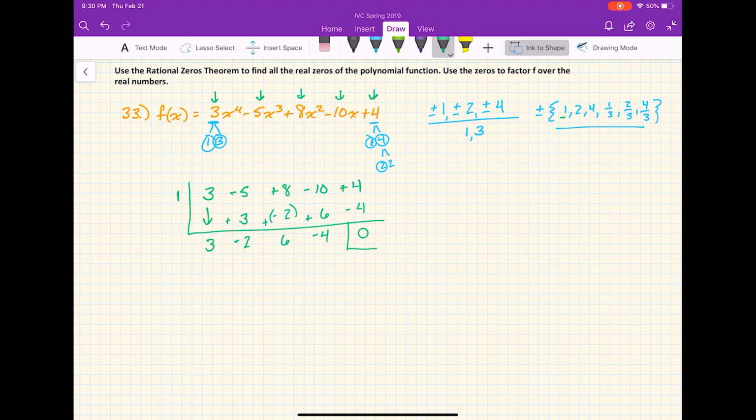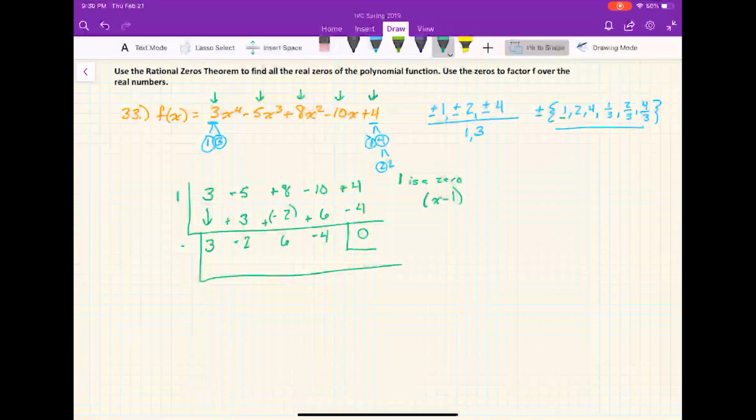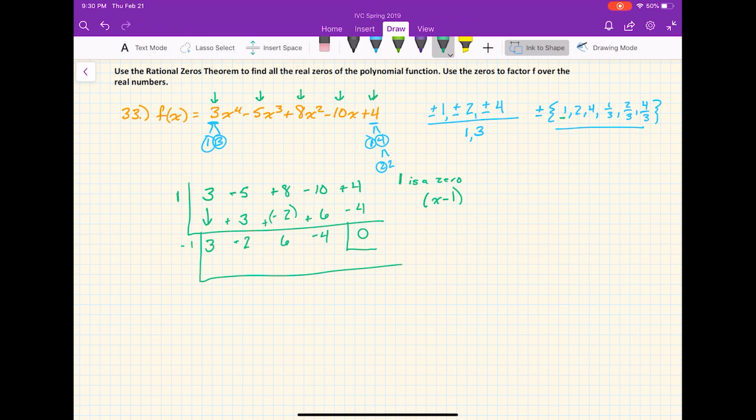So what this means is 1 is a 0 of this polynomial. This is one of the real number zeros. So 1 is a 0. To make a part of the equation, it would be the quantity x minus 1. If I put 1 in that, that would equal 0, right? All right, well, we found the first 0, so now I'm going to use what remains, and I'm going to try negative 1.